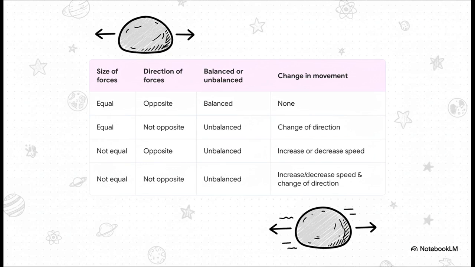This table really just summarizes everything we need to know. That first row, that's our rock just sitting there. Equal and opposite forces, totally balanced, no change in movement. And the third row, that's our rock getting pushed. The forces aren't equal anymore, so they're unbalanced and its speed changes. If you understand these 4 scenarios, you can figure out any forces problem they throw at you.